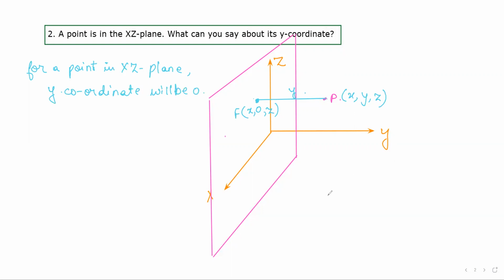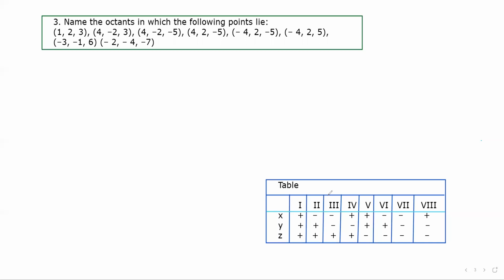Okay, next. Name the octants in which the following points lie. Now, there are 8 octants in a 3-dimensional plane. These octants have different signs for the X, Y, and Z axis. In each octant, say this is the first octant, all 3 coordinates X, Y, and Z will be positive. So the positive coordinates X, Y, and Z form a region which is called the first octant. All you have to do is name the octants. The octants are named by Roman numerals.